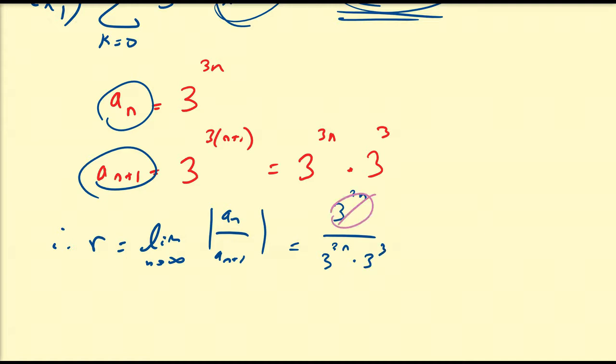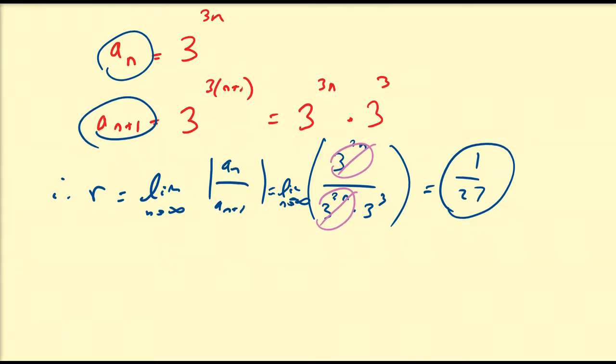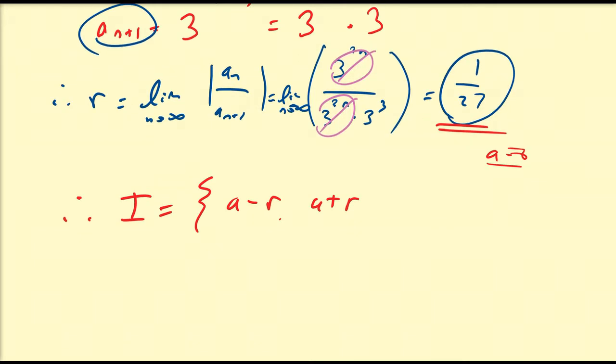Our exponential terms with n cancel. So of course this is going to be equal to what? Well, let's not forget our limit. So the limit as n goes to infinity of this expression. There are no n's, so this is just going to be 1 divided by 27. So that means the interval of convergence is going to be of the form a minus r and a plus r. Here's r, and a is equal to 0. So that means I is going to be equal to the interval negative 1 over 27 comma 1 over 27.